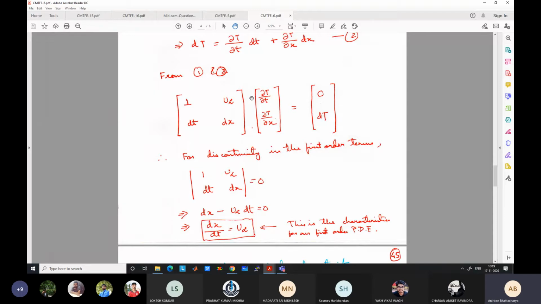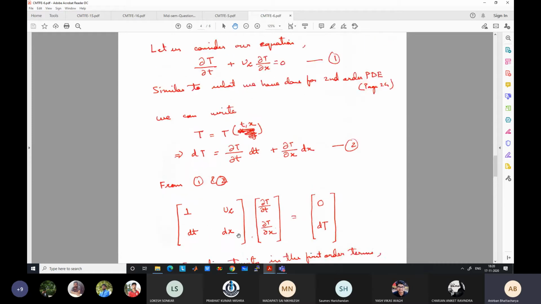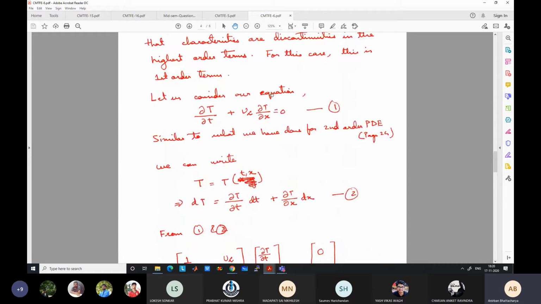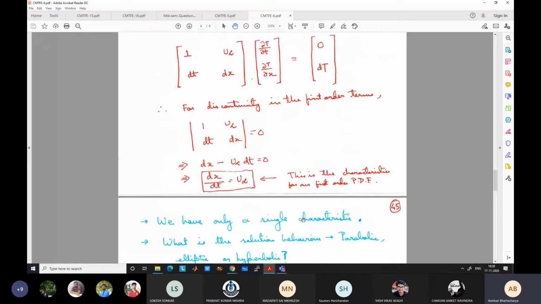Okay, and because the highest order term here is the first order term, we want to find the discontinuity. To find the discontinuity, we have to find, for this coefficient matrix, that the determinant is equal to 0, and based on that we find that the equation of the characteristic is dx/dt equal to u infinity. Okay, not from here or some directly something like by step jump.